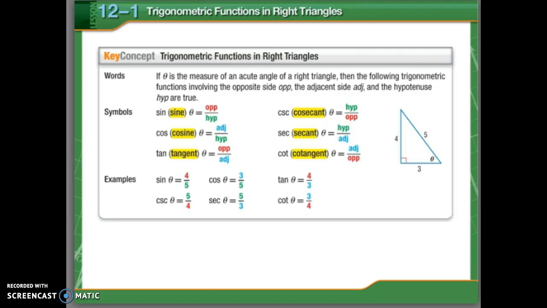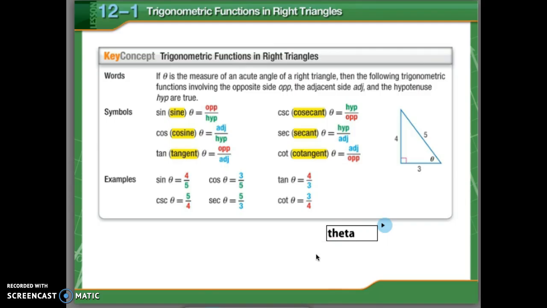Our first key concept is the explanation of what the trig functions are and what they look like in a right triangle. Basically, we're going to pick one of the angles in a triangle that's not the right angle. In this picture, we're using this angle, and it's called angle theta. This symbol is pronounced theta. Let me write the word out, so you can see how it's spelled.